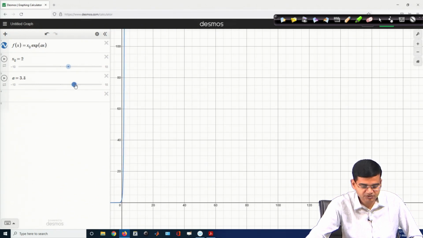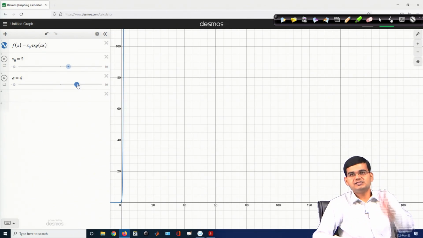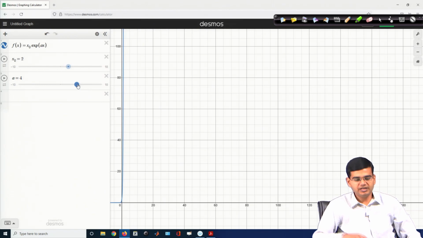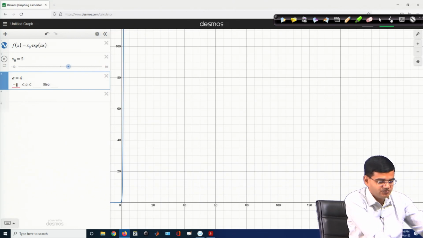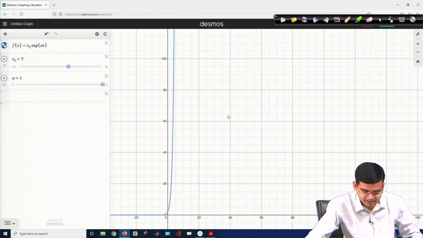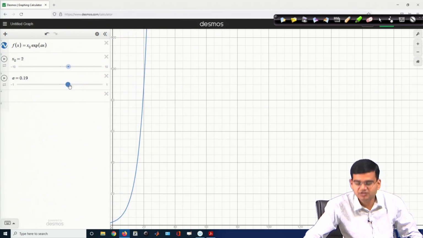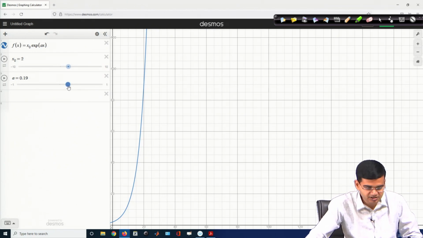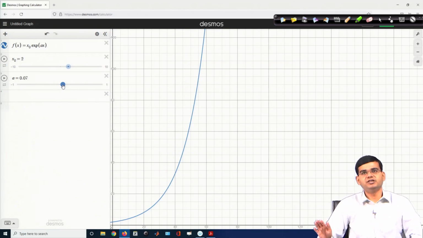The value of my variable goes to infinity when the value of a is 1, and I can further increase a, and you will see that as I increase the value of a, the rise is much steeper. I can limit this value from minus 1 to 1 and try to see the dynamics. What I see is that in all the cases, as long as the value of my parameter a is positive, your system always blows up to infinity. The value of the dynamical variable goes to infinity.